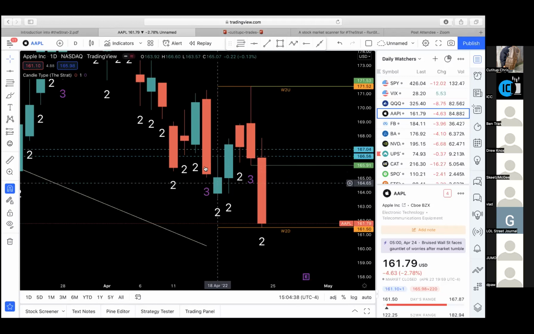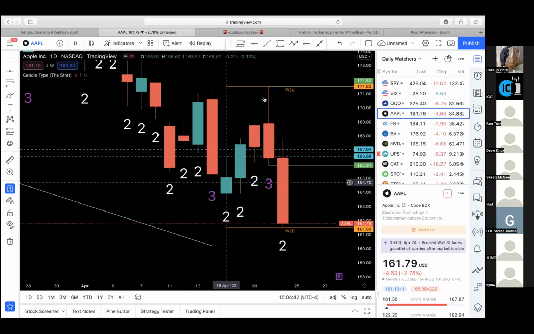So let's look at this setup right here. This is a 3-2-2 reversal. It actually ended up playing out. It took out this whole bar. That's your target right here. You would have taken your profit, even though this was all red. It still played out technically. But see, this is a 3-2-2 reversal. This one triggered the 2 up right here. But the low was 163.